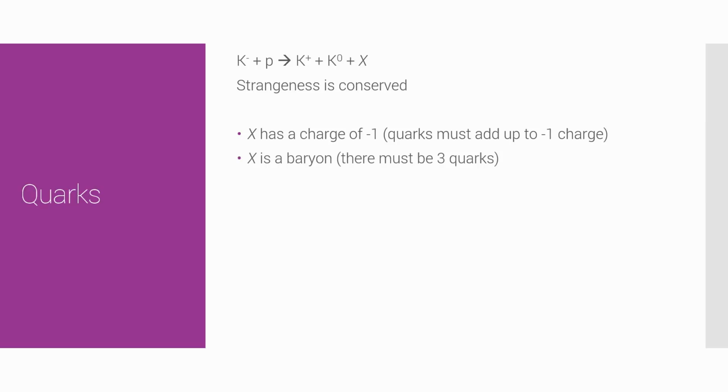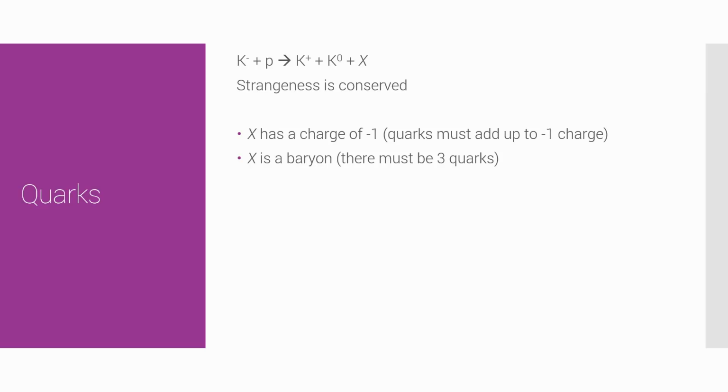So K minus has to have a quark structure which includes 2 quarks, because it's a meson. It has to be a quark anti-quark pair. It has to have a strange quark, and it has to total up to minus 1. The combination that works here is the strange anti-up. And a strange quark has strangeness of minus 1, so the left side has strangeness of minus 1.